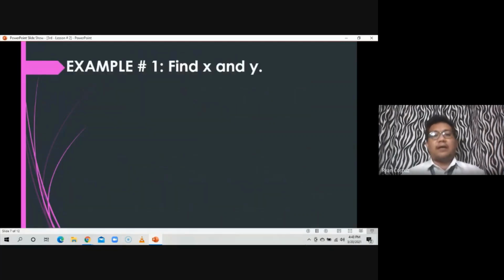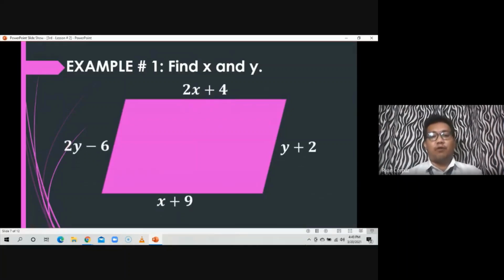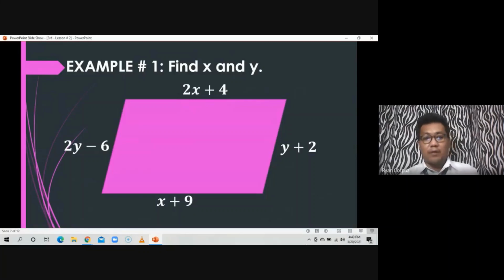So, let's have here example number 1. In example number 1, we are going to find the value of x and y. We do have here a given figure. You know that the given figure is a parallelogram with given measurements for its sides. So, analyzing the given figure and the measurements given on its sides, what we are asked to do is find the value of x and y that will satisfy that given parallelogram. So how are we going to do that?